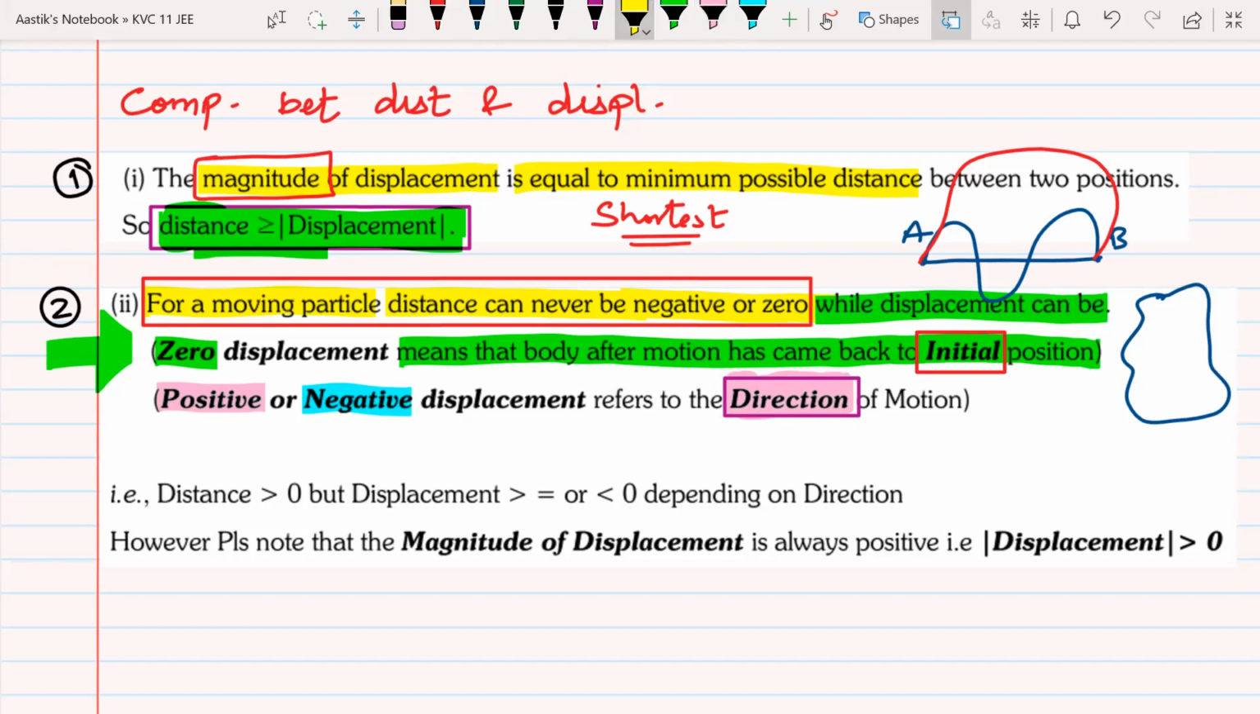You must remember that the magnitude of displacement is always positive because it is the magnitude, and magnitude always remains positive. Do we understand this? Yes, sir. Whenever we talk about displacement and we call it positive or negative, we refer to its direction. Now, someone asked how it can become positive or how it becomes negative. Let me give you an example of positive or negative displacement.